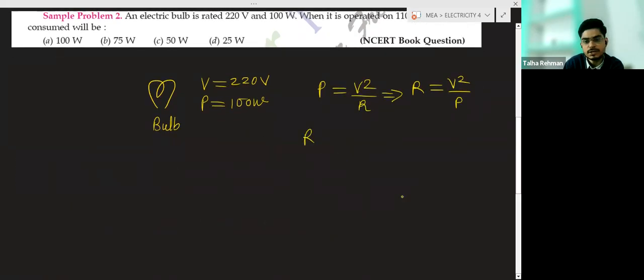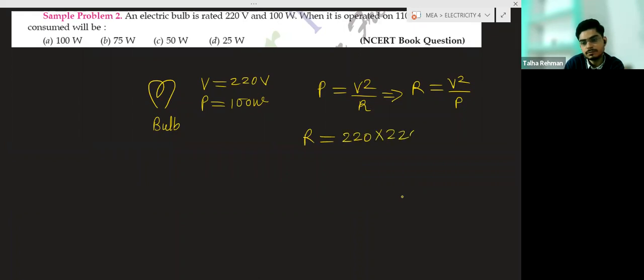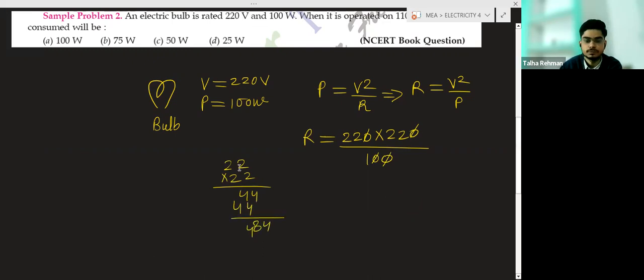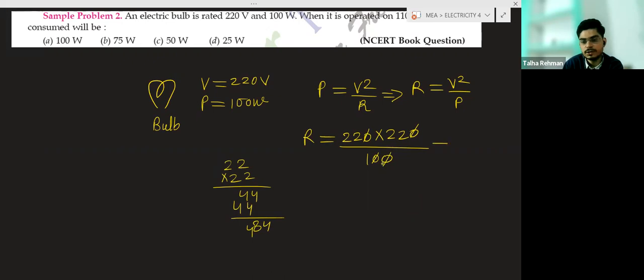So resistance will be V square. V square means 220 square divided by 100. 22 multiplied by 22, 44, 484. So the resistance of the bulb will be 484 ohm.